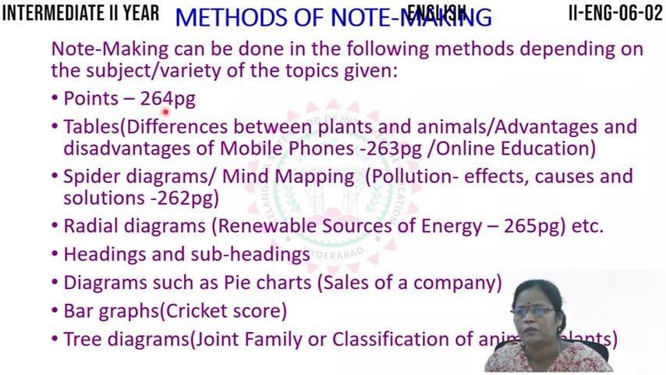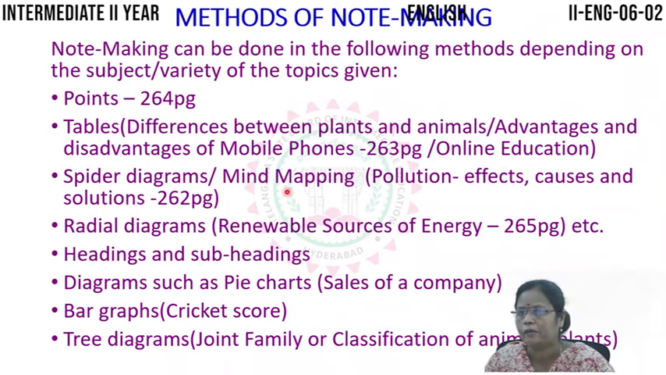You see page number 264, there is a passage which is written in the form of points. Then there may be, you may also give in the form of table, like differences between plants and animals, advantages and disadvantages of mobile phones, which is given on 263 page. Also sometimes there may be advantages and disadvantages of online education. When such topics arise, when you come across such topics, you can put them in the form of tables.